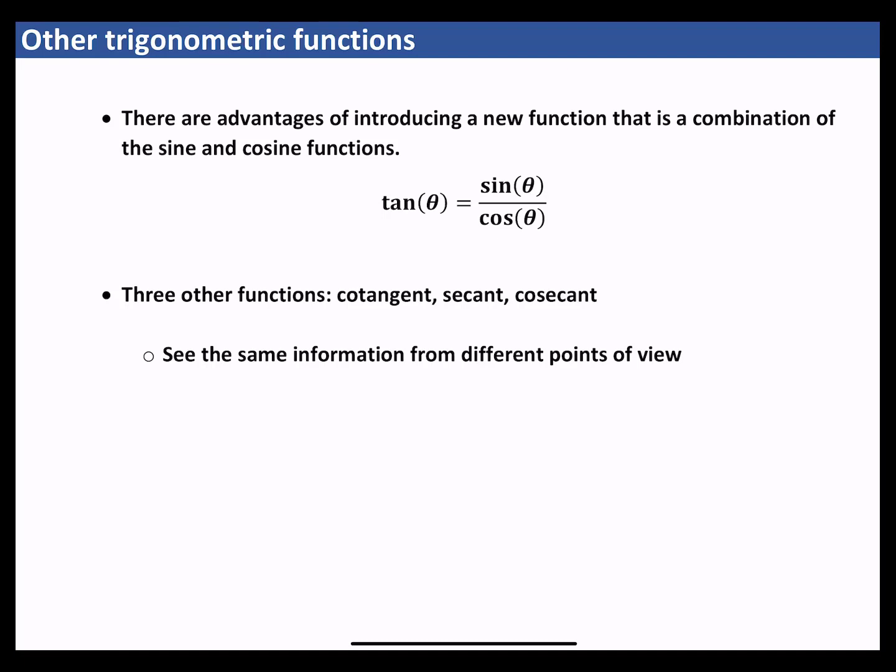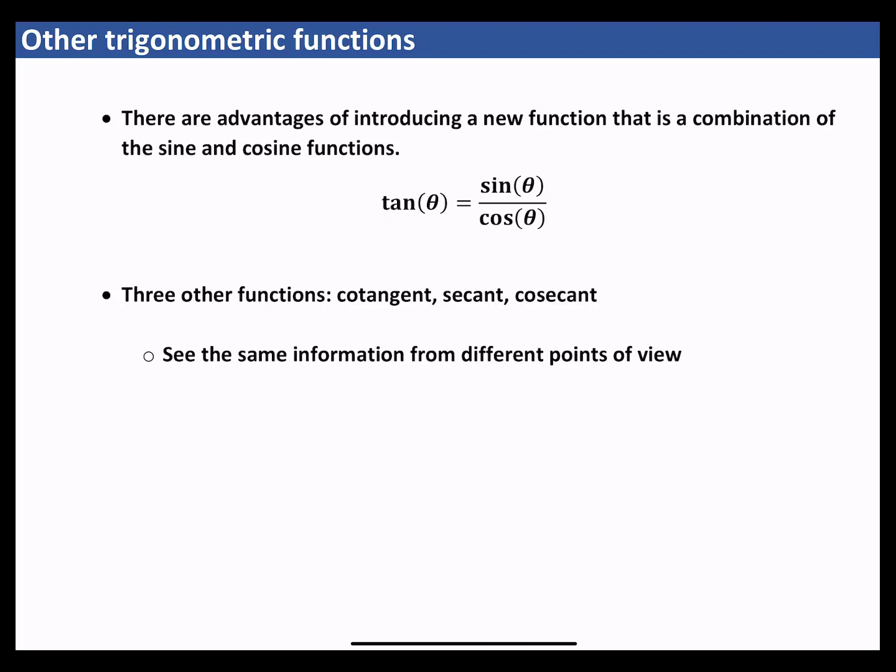Similarly, in this section, we will define three other functions that are also ratios involving at least one of the sine or the cosine function: the cotangent function, the secant function, and the cosecant function. These functions offer us the ability to see the same information from different points of view, and these different perspectives are often advantageous.